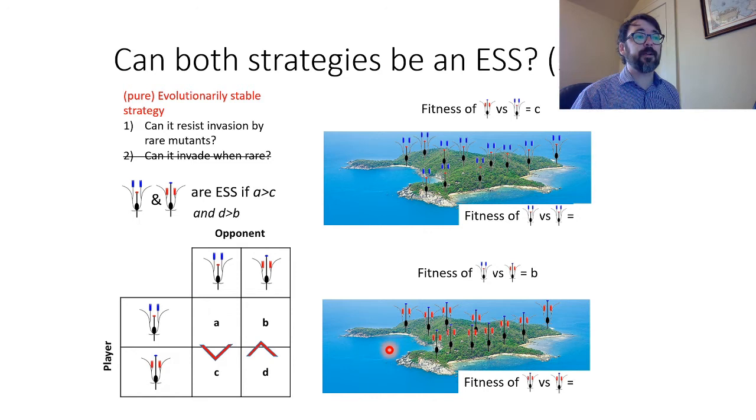That means that depending on which mutation came first, depending on which one colonized the island first, whether it's ecology or evolution that put them there, you can only have one at a time, but it could be either.